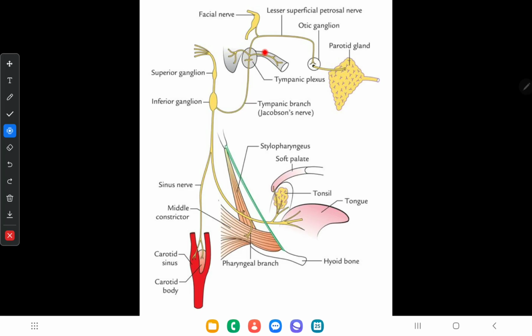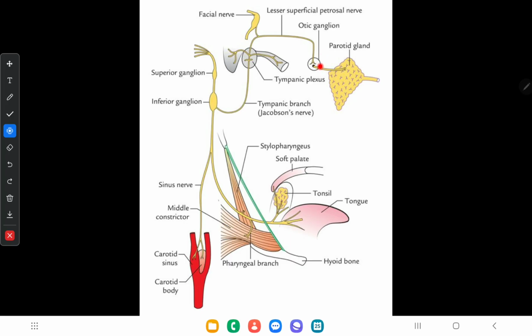The tympanic plexus supplies sensory branches to middle ear, lateral part of auditory tube as well as mastoid antrum and air cells. The lesser petrosal nerve arises from the plexus. You can see this is the lesser superficial petrosal nerve. It arises from this tympanic plexus. And then it carries preganglionic parasympathetic fibers. Then first it enters into the middle cranial fossa and then the infratemporal fossa to end up in the otic ganglion. This is the otic ganglion.